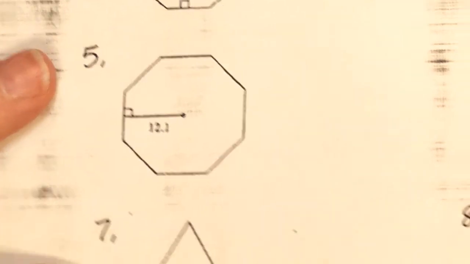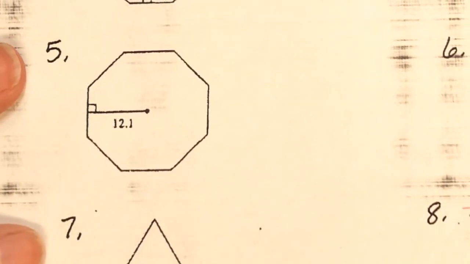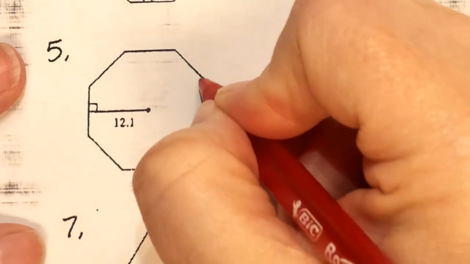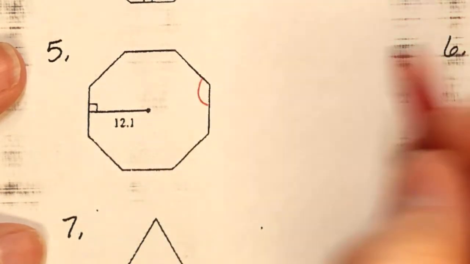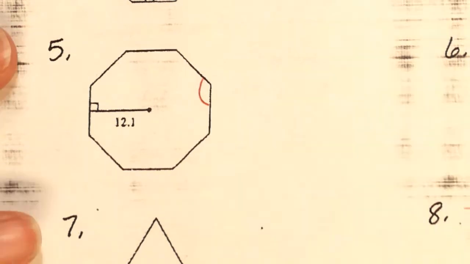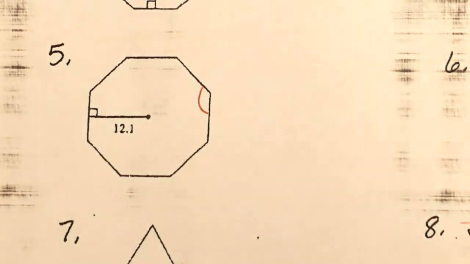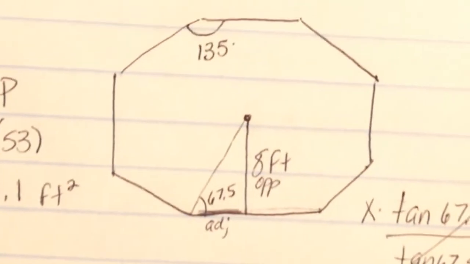Yeah, what kind of polygon is 5? How many sides does it have? It's an octagon. So we did also do an octagon yesterday. What were the angles in an octagon? 120. See, we did an octagon right here in our notes.